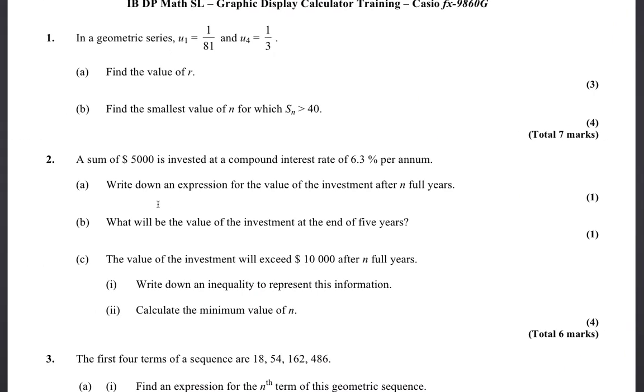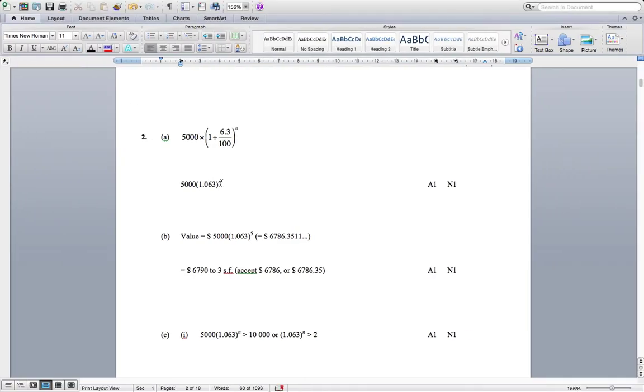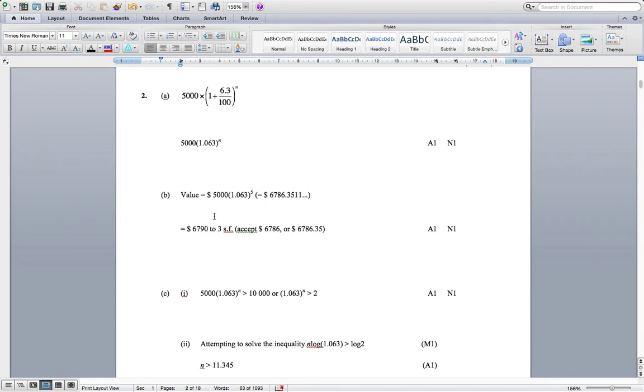The second part is, what will be the value of the investment at the end of 5 years? So very simple. In this expression, replace n with 5. And after that, if you use a calculator, you will get this answer. So you can see all these answers are accepted. This one, or 6790, or 6786, or 6786.35. All the answers are accepted. You will get 1 mark for that.